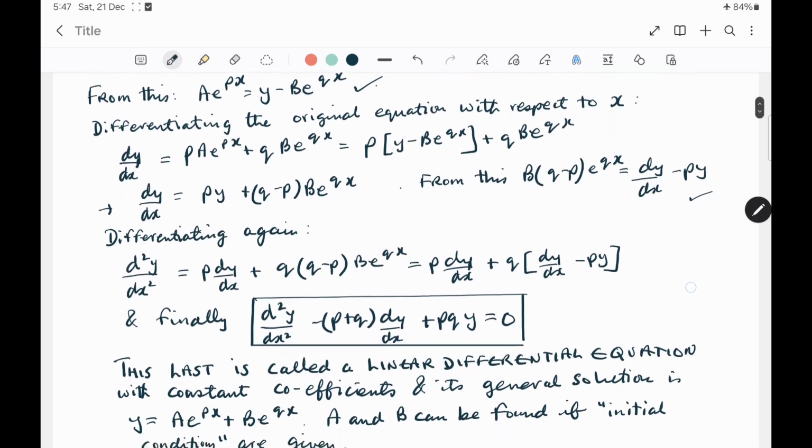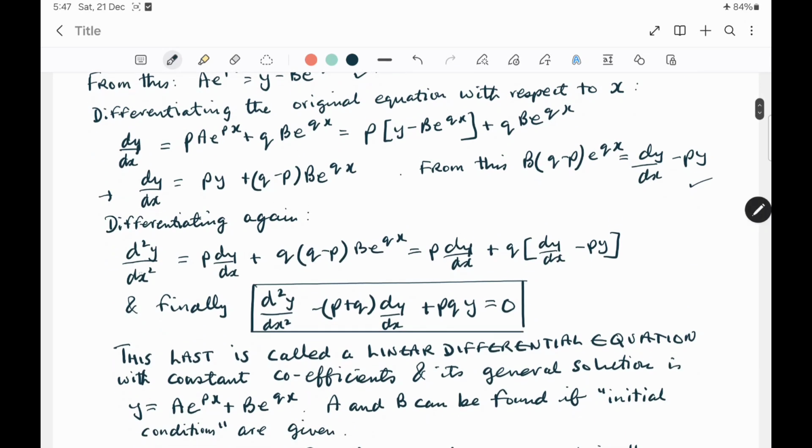Now differentiating again, so we'll get d2y dx squared equals p dy dx plus q times q minus p be to the qx, which equals p dy dx, and now we'll substitute what we found for b over here and get q into dy dx minus py. And finally, tidying all that up, we'll just get this expression here, d2y dx squared minus p plus q dy dx plus pq times y equals 0.